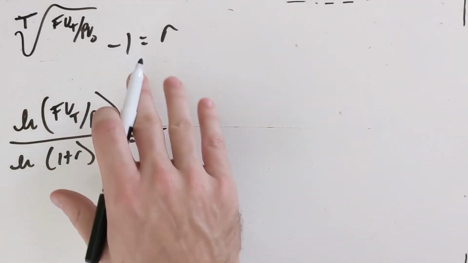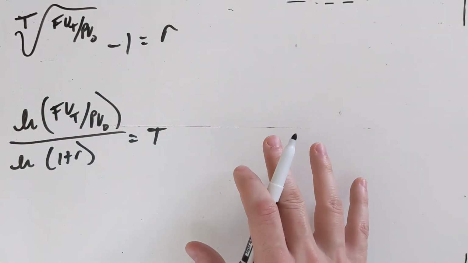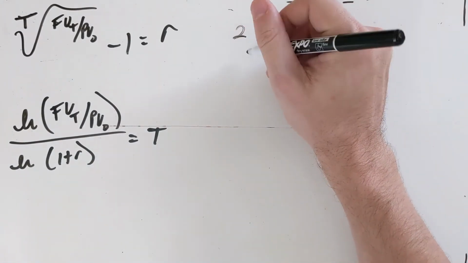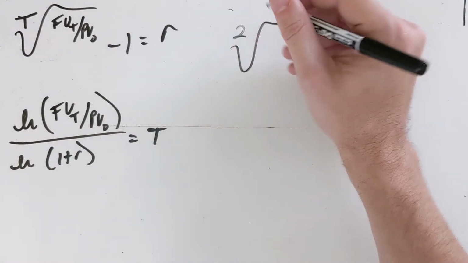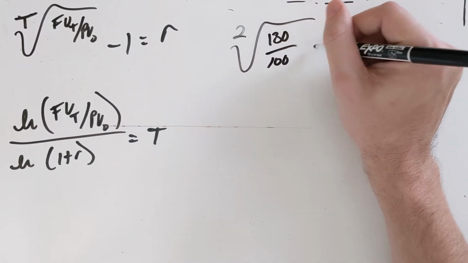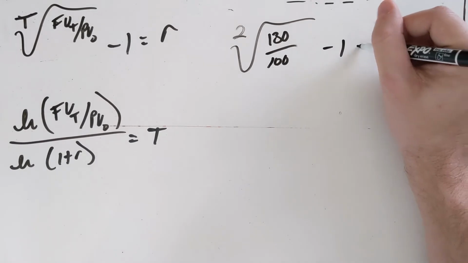Well, we would plug in our information into this equation, right? So we've got 2 years, so t is 2. We want to get back $130 in the future with a $100 investment today. Subtract out the 1.